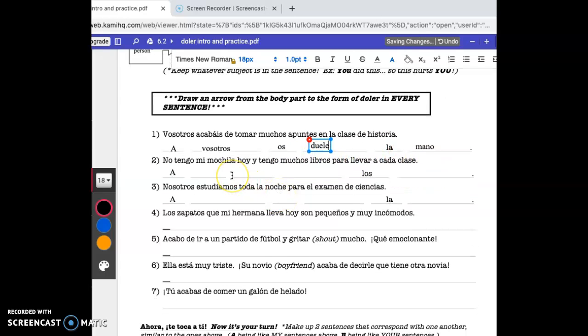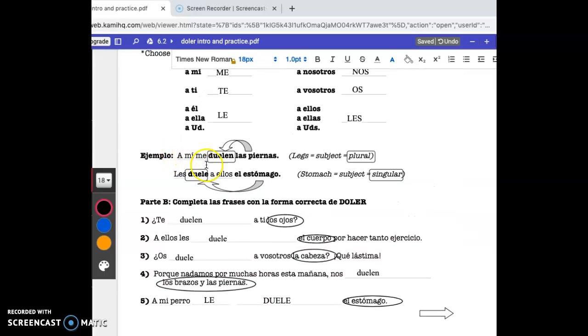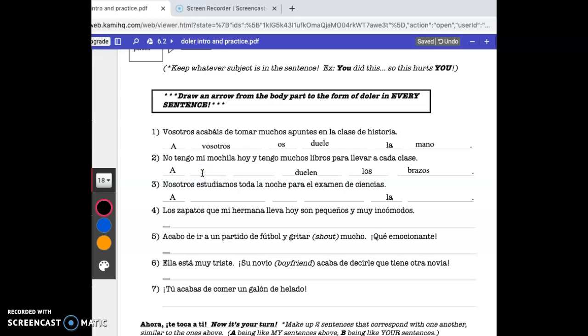Let's try another one. Número dos. Yo no tengo mi mochila hoy y tengo muchos libros para llevar a cada clase. I don't have my book bag today, and I have lots of books. So if I don't have my book bag, I guess I'm carrying all my books with my arms, right? So here we have brazos. And if it's arms, is it going to be duele or duelen? I would go with duelen because multiple arms are hurting me. And if I'm the one who doesn't have my book bag, then it must be to me arms are hurting. So we have this structure here, a, mi, me. Just like a mí me gusta, now it's a mí me duelen los brazos.